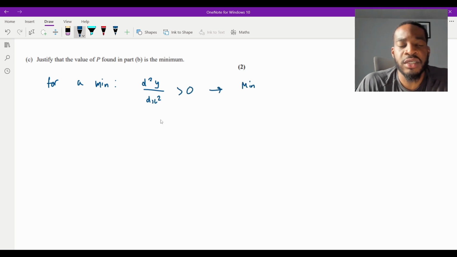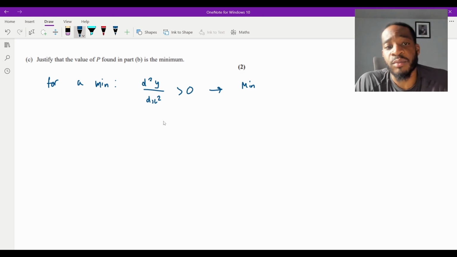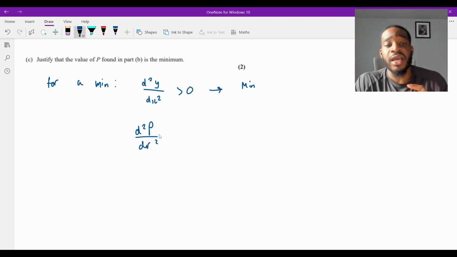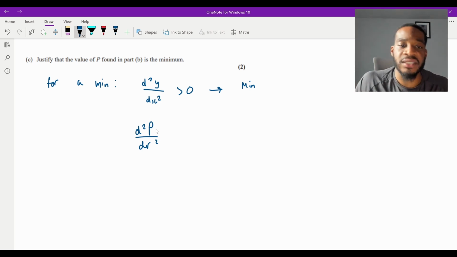This is just in a general sense. Now, in our case, we're dealing with P in terms of R, isn't it? So I need to do d squared P over dr squared, right? And I need to plug in my value of R that I got, which we are supposedly saying minimizes it. I plug that in and check that I get greater than 0.